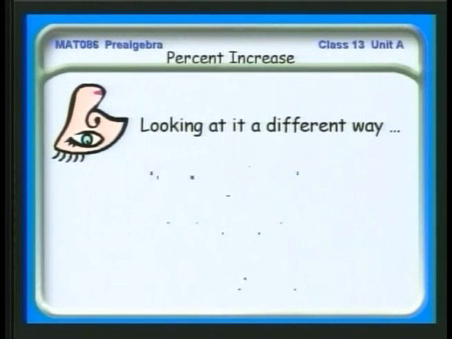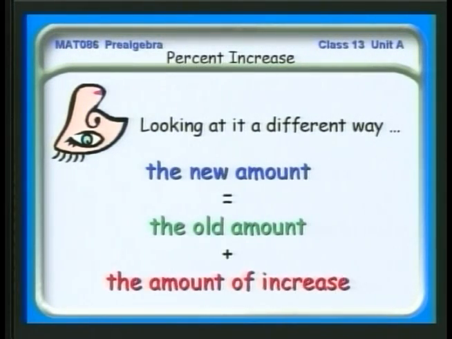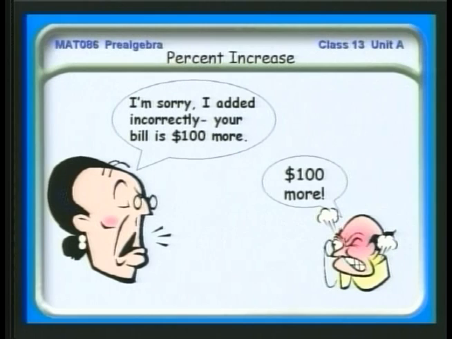Again, we can continue to look at it a little bit differently, and we now say the new amount, how much we get to, is equal to the old amount plus the amount of the increase. We have all of these different interrelated relationships that we're going to use looking at percent of increase. Now let's plug some numbers in just to see what happened.